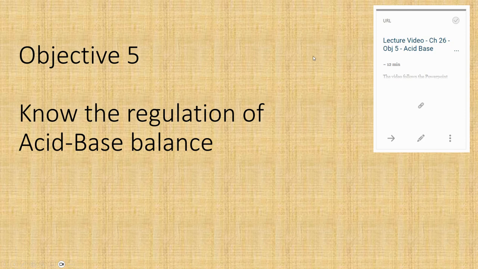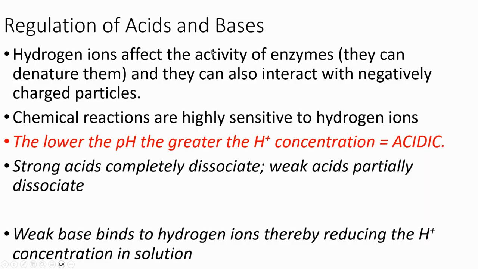This is chapter 26, objective 5, the regulation of acid-base balance. This is the last objective for this chapter. Now, we're not going to get into a lot of the chemical equations that we could for this, so we're just going to do more of an overview of the regulation of acids and bases instead of getting into the intense chemistry aspect of it.